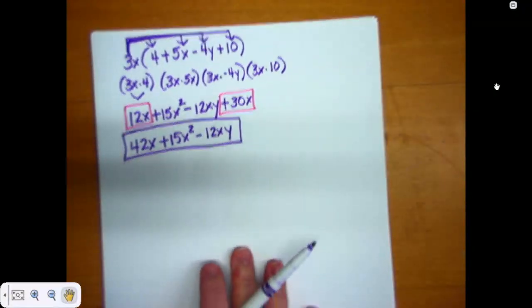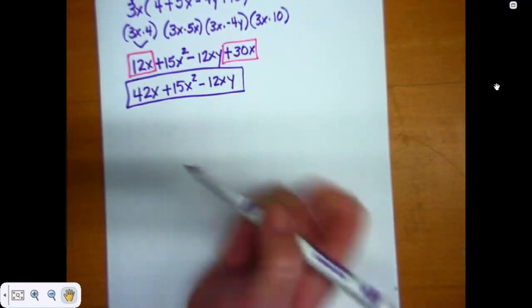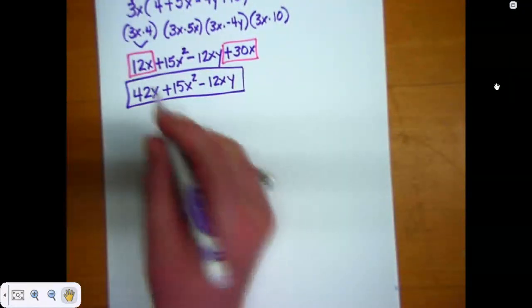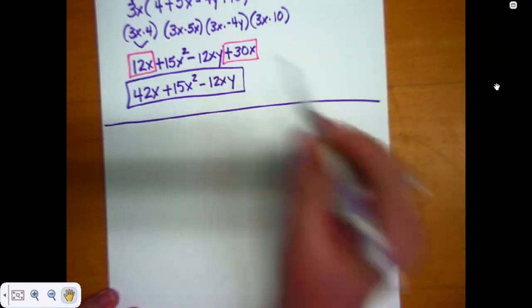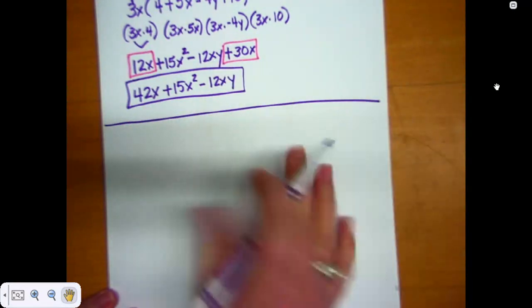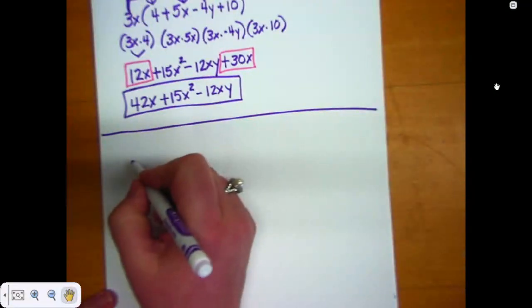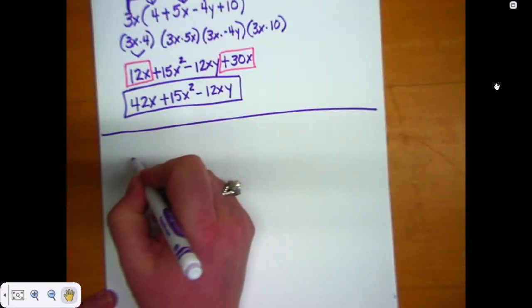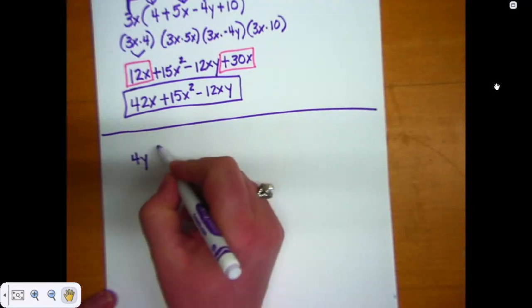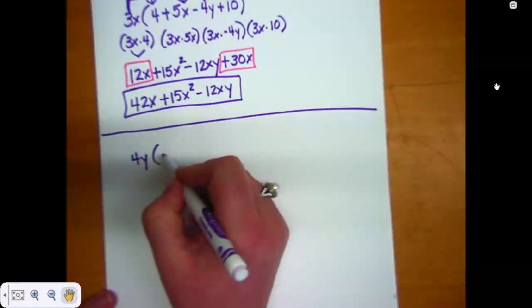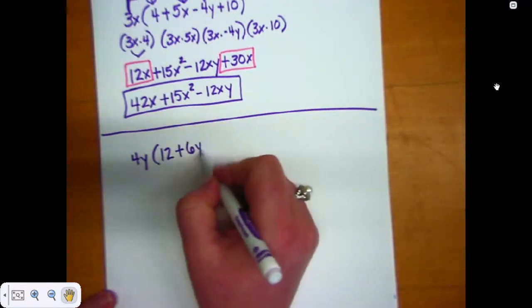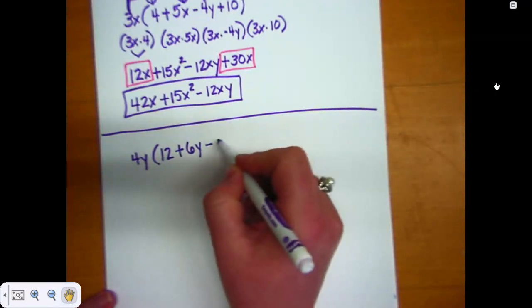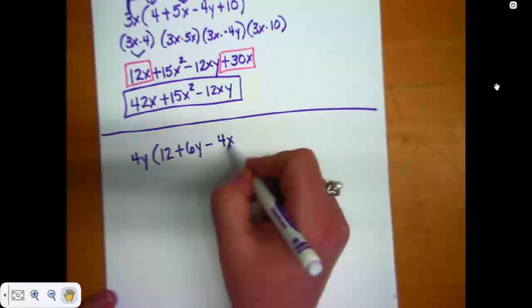Let's try another one with a variable, so we can get a little bit more practice, and I hope I didn't confuse you too much on that one since I messed up. Okay, so let's try 4y times 12 plus 6y minus 4x.